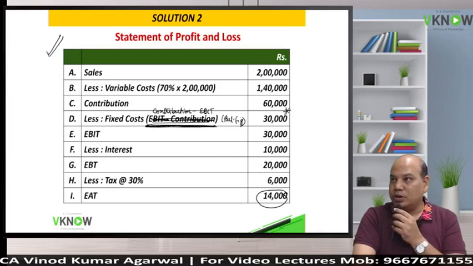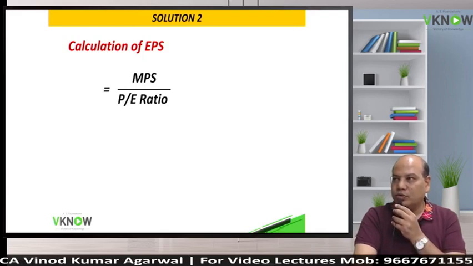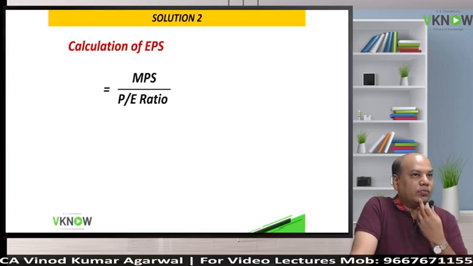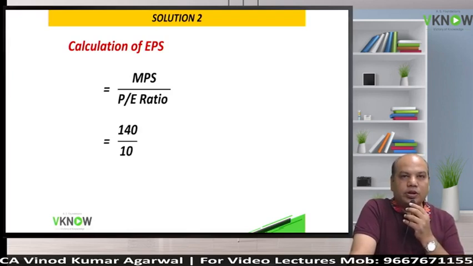And there is one more question: how many shares are there? So write down below. First, I will find EPS. To find EPS, they have given you MPS and P/E ratio. In the ratio analysis chapter and capital structure chapter also, you might have seen EPS is equal to MPS by P/E ratio. EPS equals MPS by P/E ratio. 140 divided by 10. 14 rupees.